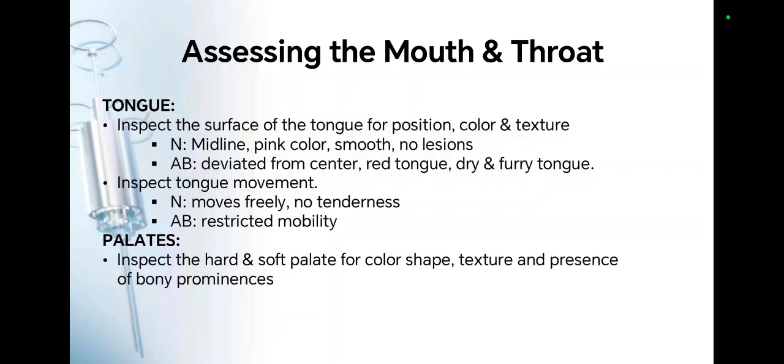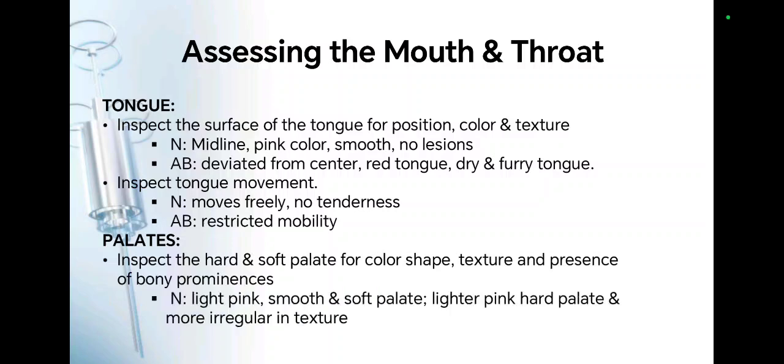Now, the palates, inspect the hard and the soft palate for color, for shape, for texture, for presence of bony prominence. So the part that has a bony prominence is your hard palate. That's why it's called hard palate. Now, normally, it is light pink, smooth, and soft palate. Lighter pink if it's hard, and the hard palate is more irregular in texture because it is bony prominent. And this color you can also hear again the one that I mentioned earlier.